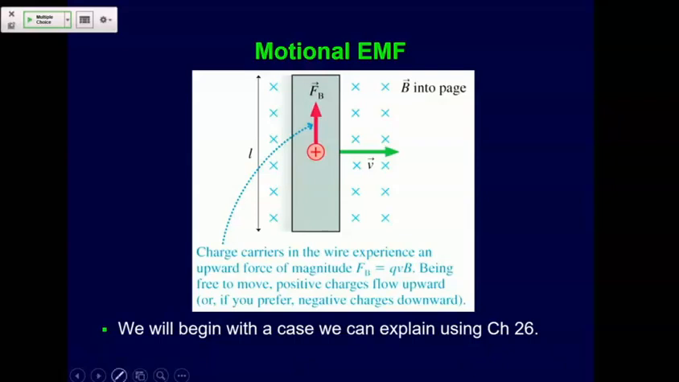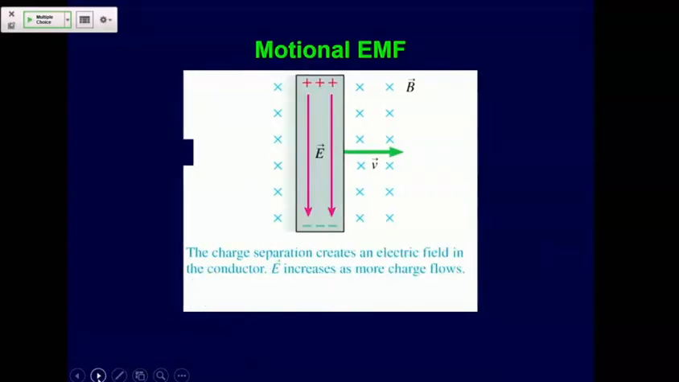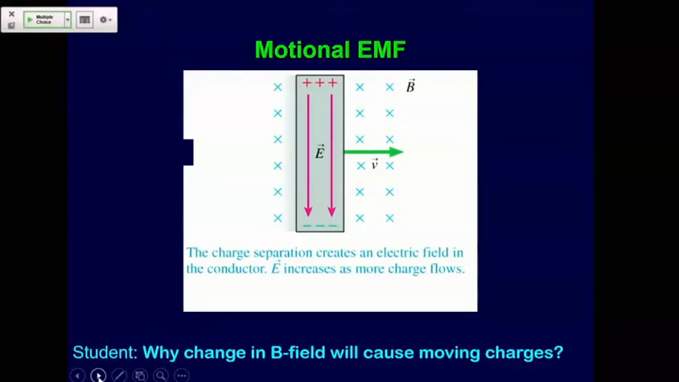And so in this case, just by moving this bar, we're going to create a separation of charges. By moving this thing through this magnetic field, I create a separation of charges. So there'll be a bunch of negatives here and a bunch of positives here, creating an electric field. Again, hopefully you can see exactly where this is coming from, just from our description. And so why does a change in a B field cause moving charges?